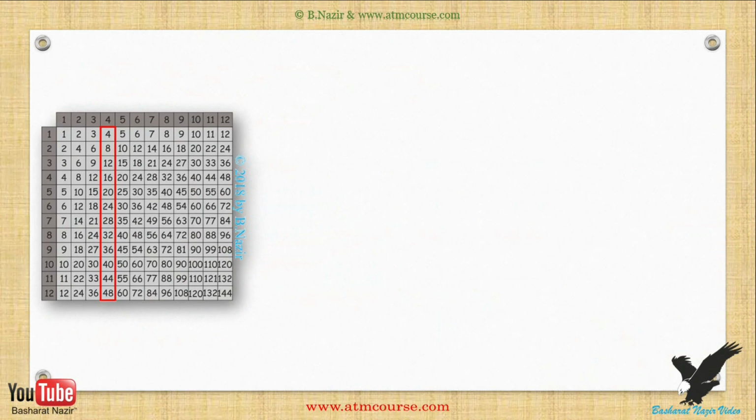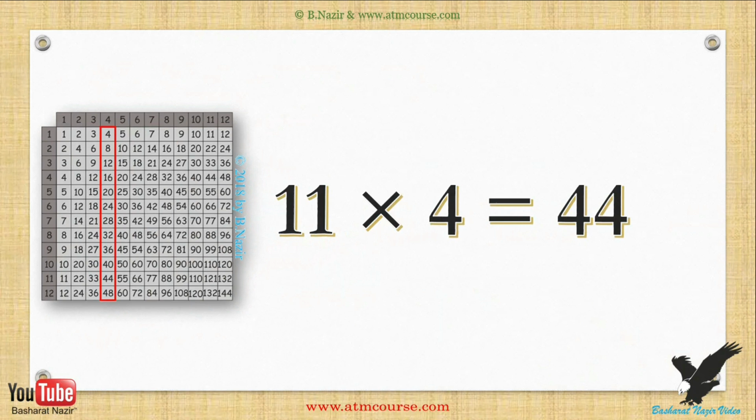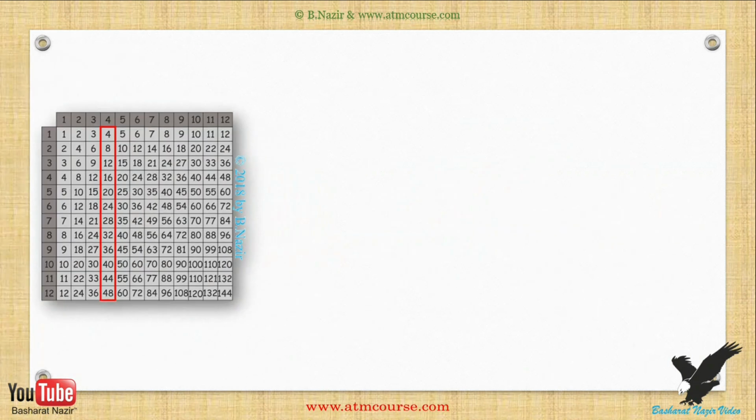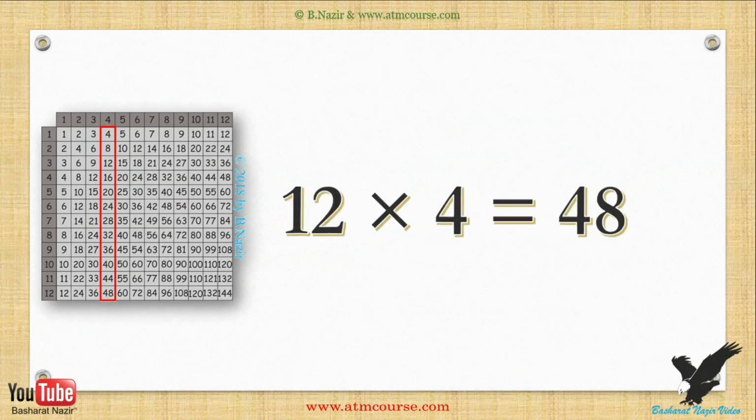11 by 4 is equal to 44. We say 11 times 4 is 44. 12 by 4 is equal to 48. We say 12 times 4 is 48.